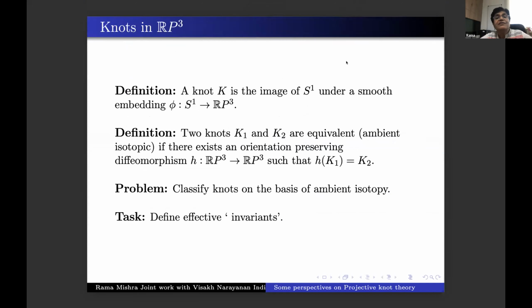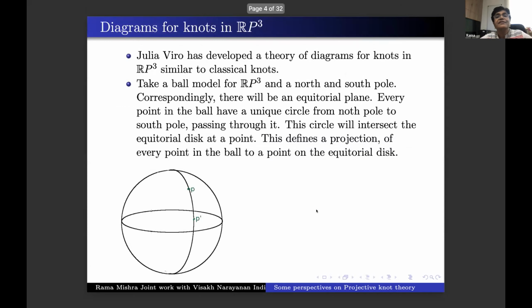Formally, knots in RP3 are smooth embeddings of S1 in RP3, and ambient isotopy is defined in a similar way: you can find an orientation preserving diffeomorphism from RP3 to RP3 taking K1 to K2. The goal is the same, to classify knots on the basis of ambient isotopy. So the general principle is to define effective invariants which could help us classify them.